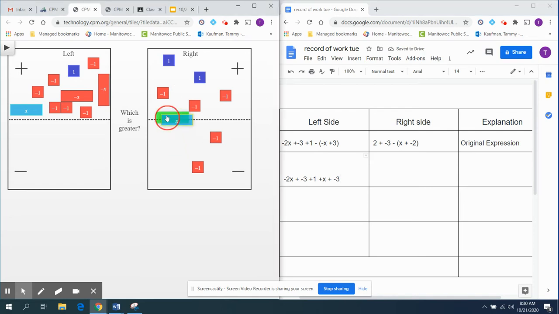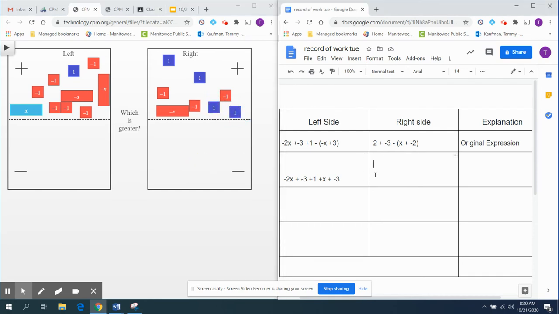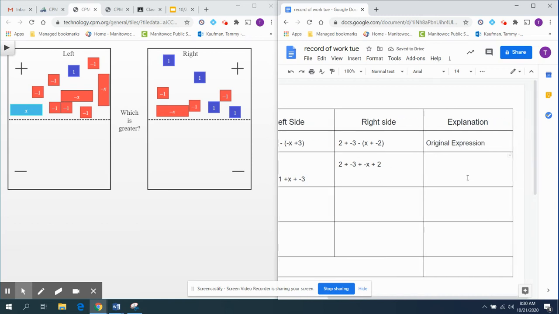I'm going to do the same thing for here, is flip my tiles up. And what happens over here is that I'm now going to have the 2 plus negative 3 doesn't change. But now I'm going to have plus a negative x and plus 2 because they were negative on the bottom. So what did I do? I flipped tiles from negative region to positive.